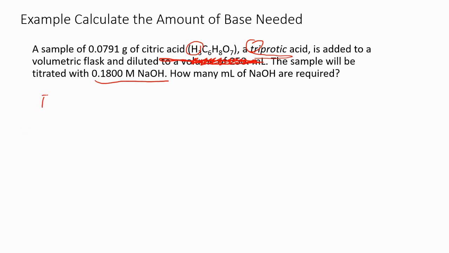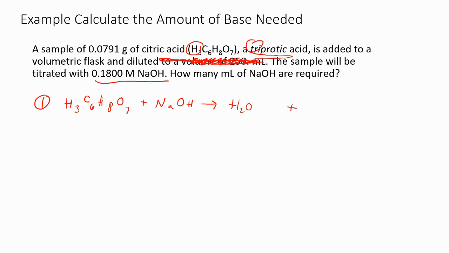So the first step is we're going to balance our chemical equation. So we have our acid H3C6H5O7. And then we're going to add sodium hydroxide. So we have our acid and our base. So it's an acid-base titration. And then what do we always get when we add acid and base? Good, water and salt, some kind of ionic compound.